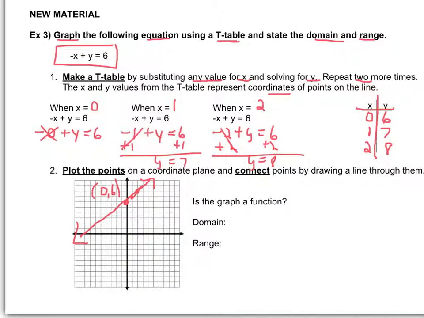So is the graph a function? So remember how we tell that? Do the x's repeat here at all?